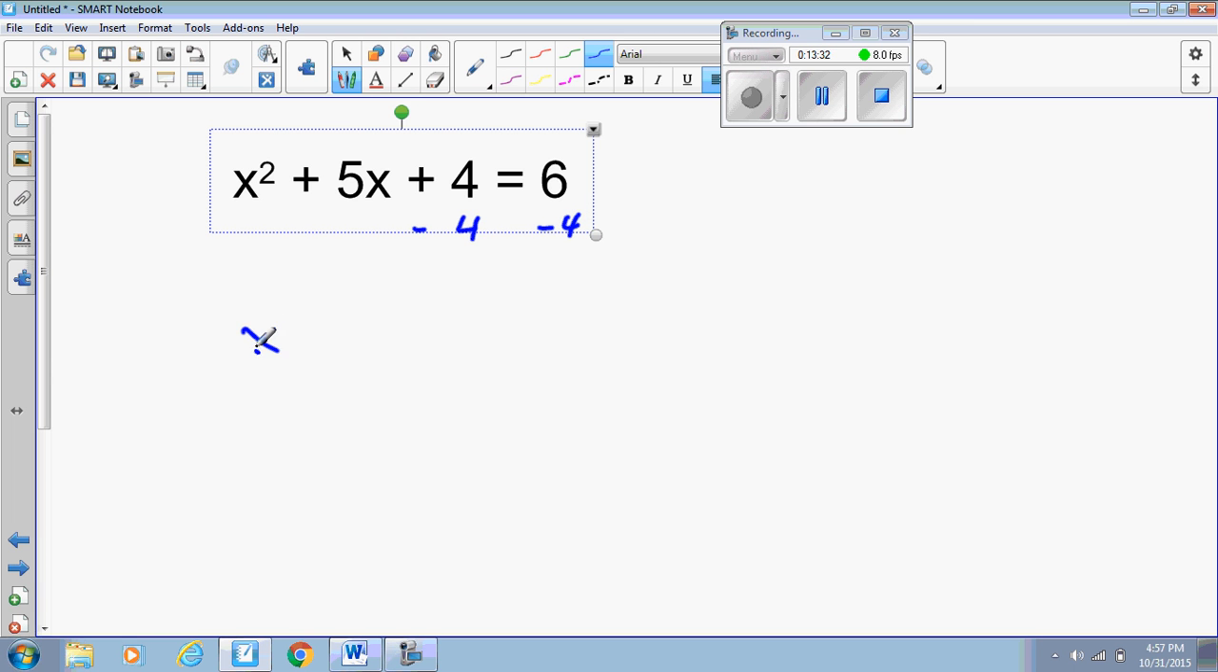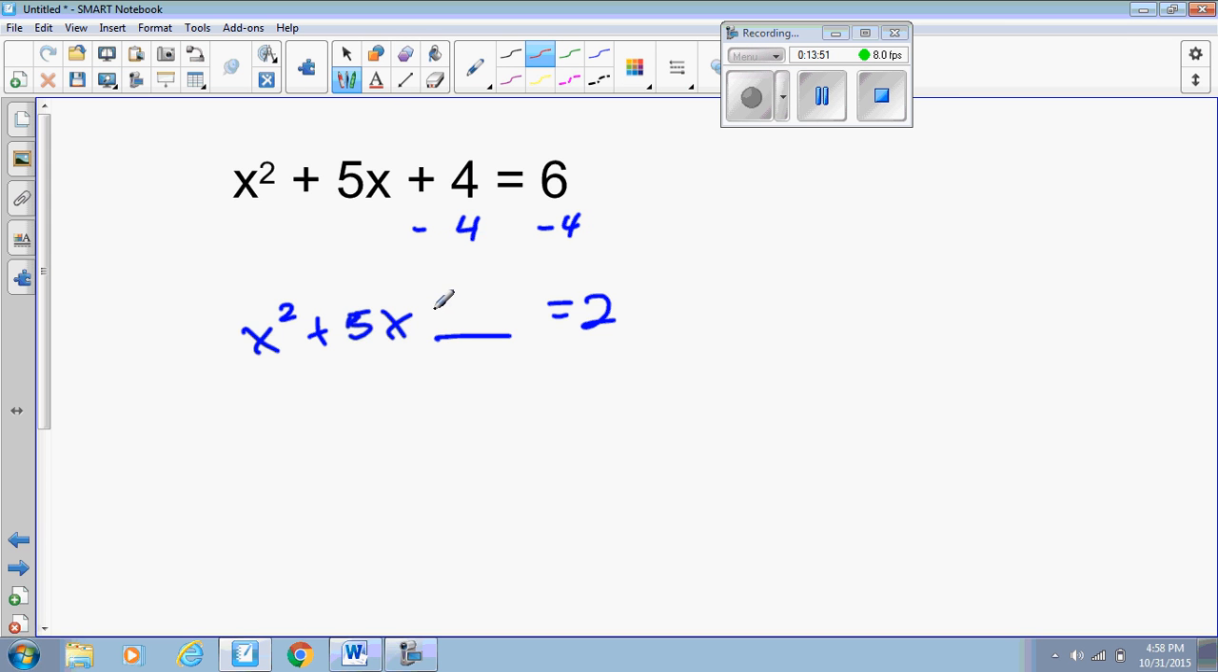And I got x squared plus 5x, and leave a space, equals 2. And this confuses people because now half of 5 is 2.5. We can do it with decimals, or we can do it with fractions. I'm going to first do it with fractions. I'm going to say half of 5 is 5 over 2.